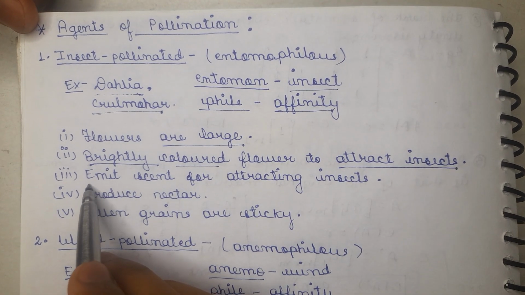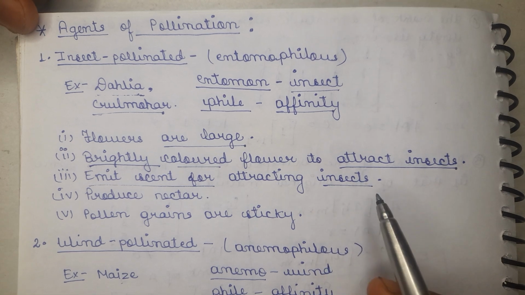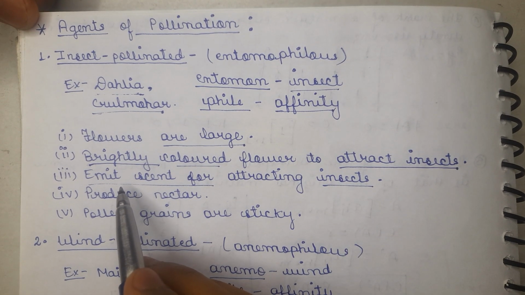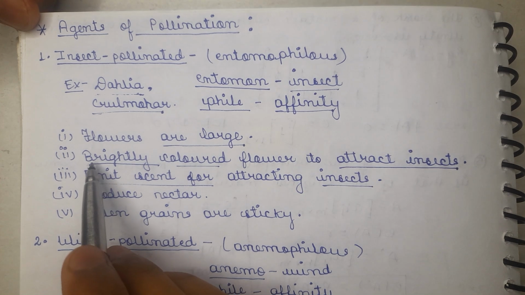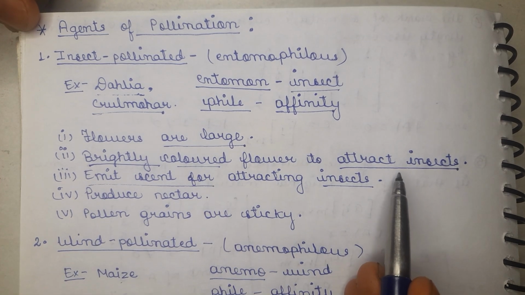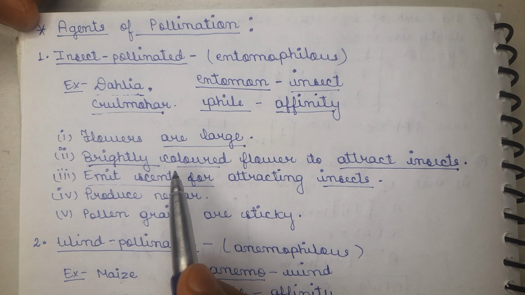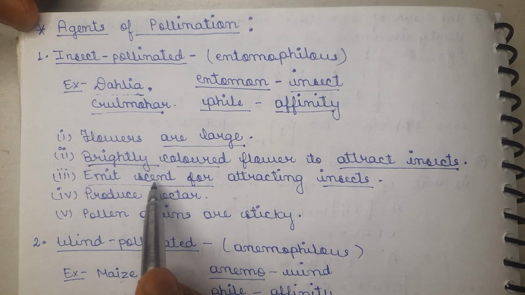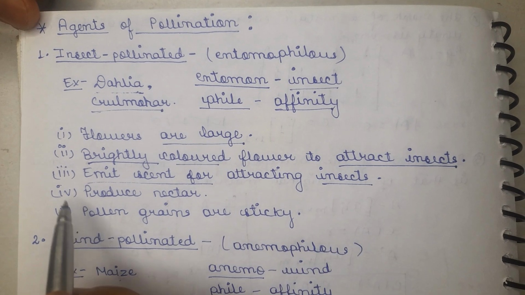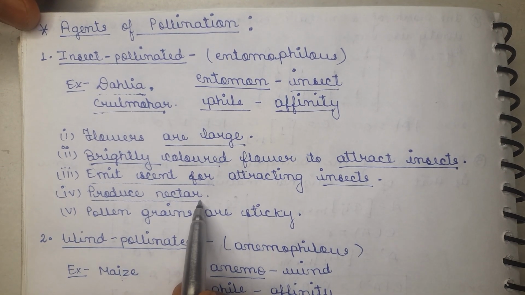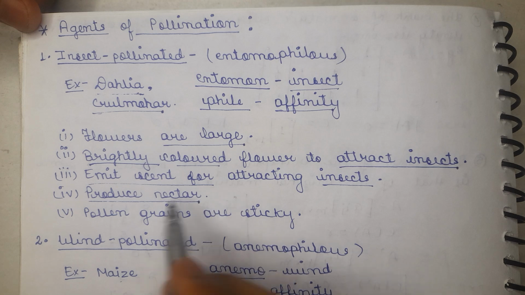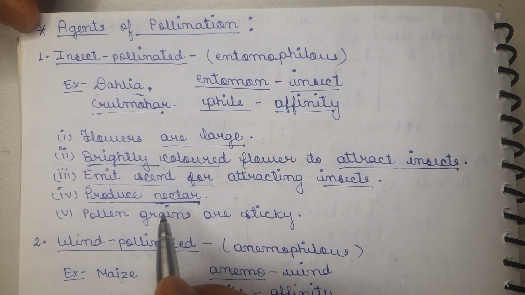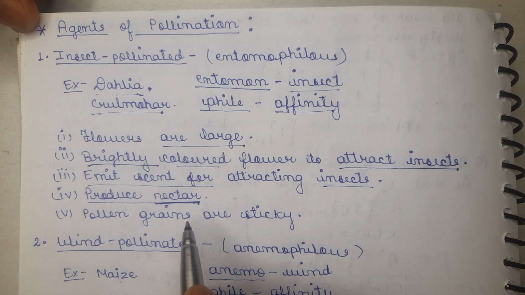Third one says that they emit scent for attracting insects. Basically if they want cross pollination to happen, they need to attract the insects. For that they need to be brightly colored so that insects come and sit on the anther of the flower. They also have to produce scent or fragrance for attracting insects. Fourth one says that they produce nectars. These nectars are the food for the insects. They come and sit on the flower to suck the food.